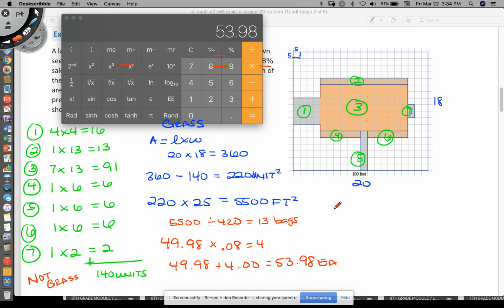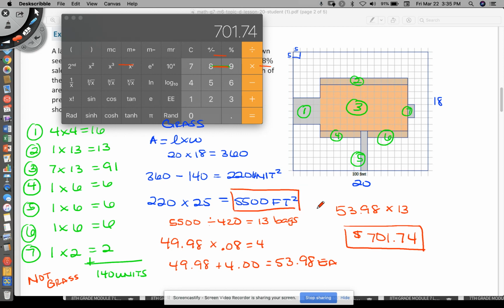I need 13 bags. So $53.98 times 13 is going to give me a total cost of grass of $701.74. And that is my ultimate answer there. So two final answers was the total of the yard and then the total cost of the material.